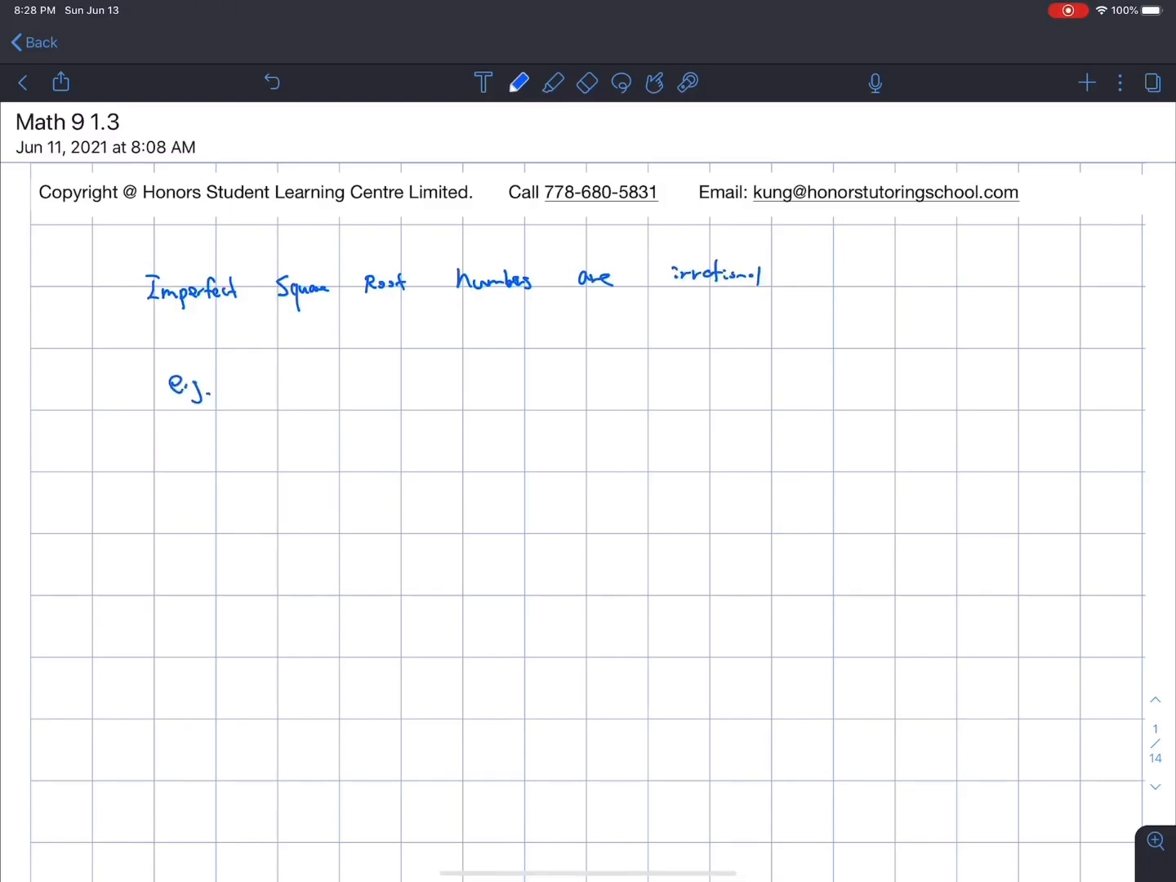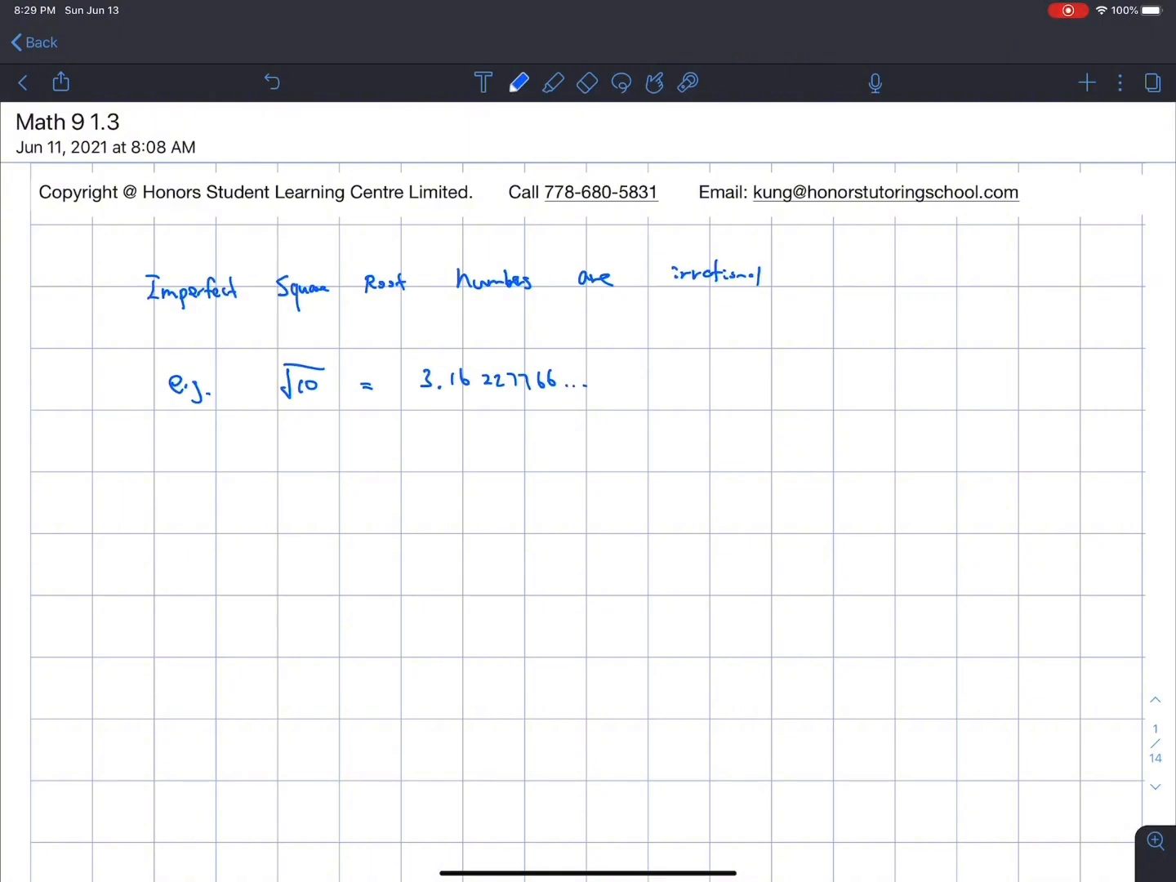For example, if we type in the square root of 10 into your calculator, we will get 3.162277766, and the decimal just keeps on going. So we get a non-repeating and non-terminating decimal, which is why this number is irrational. There is no way for us to write this as a fraction.